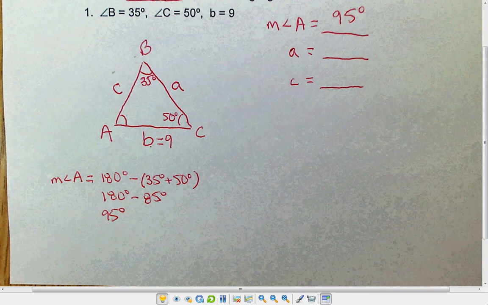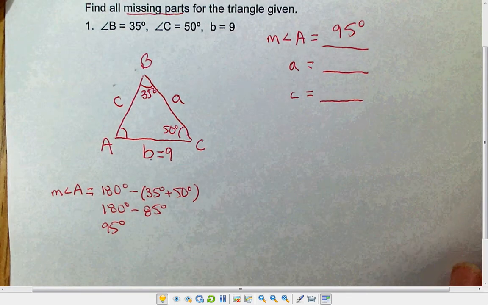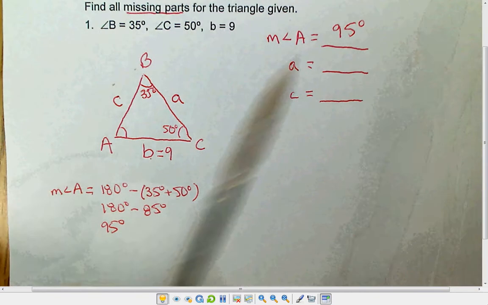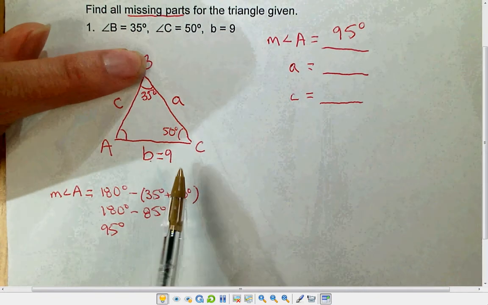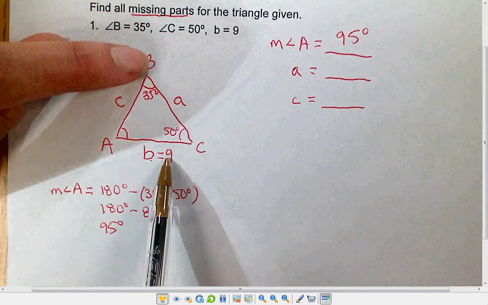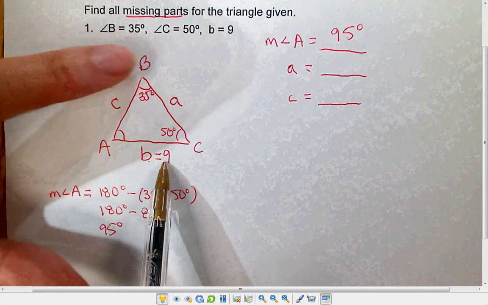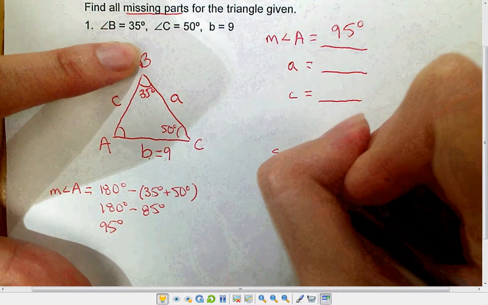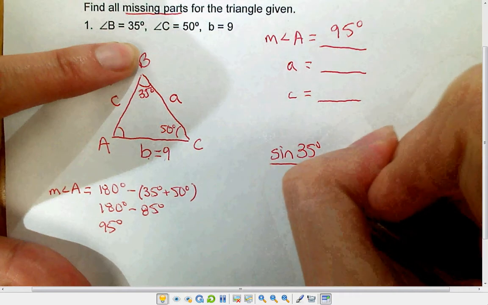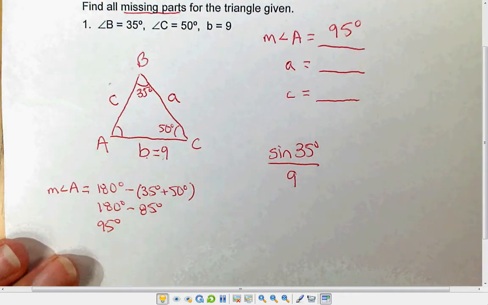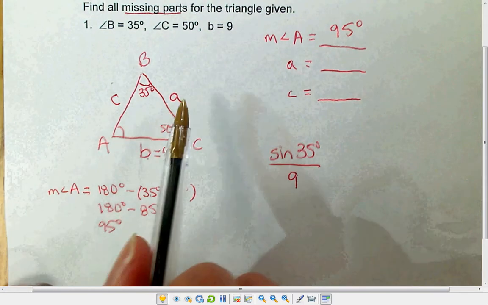Now we need to find our sides. So this is where we're now going to be using our law of sines. So right now we have one pair. We know the measure of angle B and side B. So we need to find one where we have both the angle and the side. So we're going to start off with this one. This is going to be our ratio. So we have sine of 35 degrees over 9. Because this is the one where we know both of them. So now we're going to have to figure out both A and C.